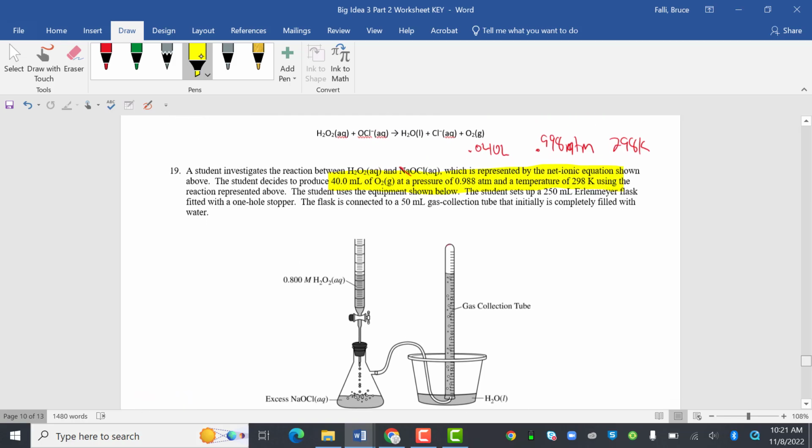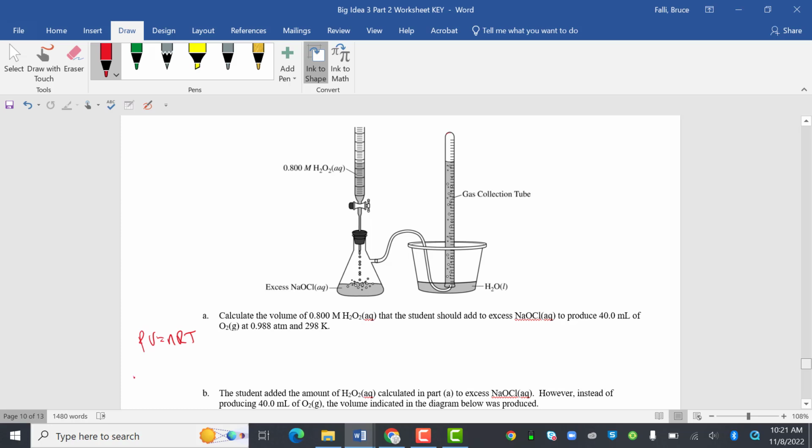So the pressure is 0.998, the volume is 0.04. They wanted to make 40 milliliters, 0.04. We're going to solve for N. R is 0.0821. Temperature was given to us, and that's 298, which I can see right here. So N is 0.998 times 0.04 divided by 0.0821 divided by 298. N equals 0.00163 moles of O2. Okay, calculate the volume of that molarity.